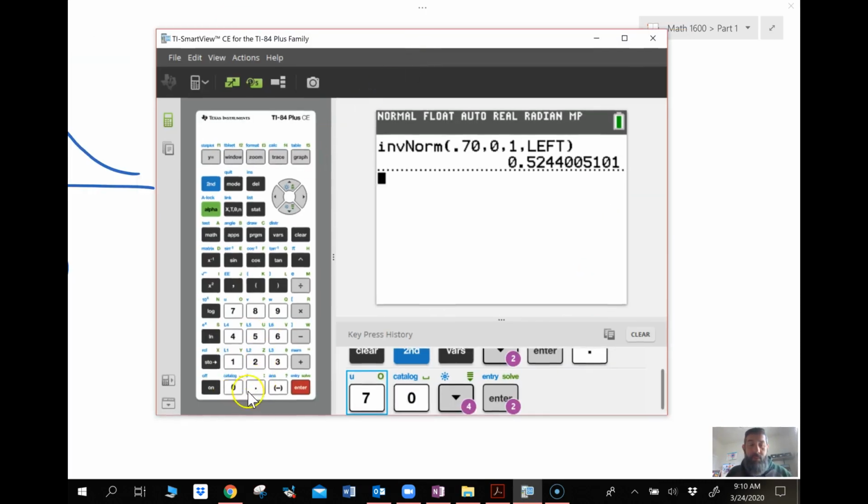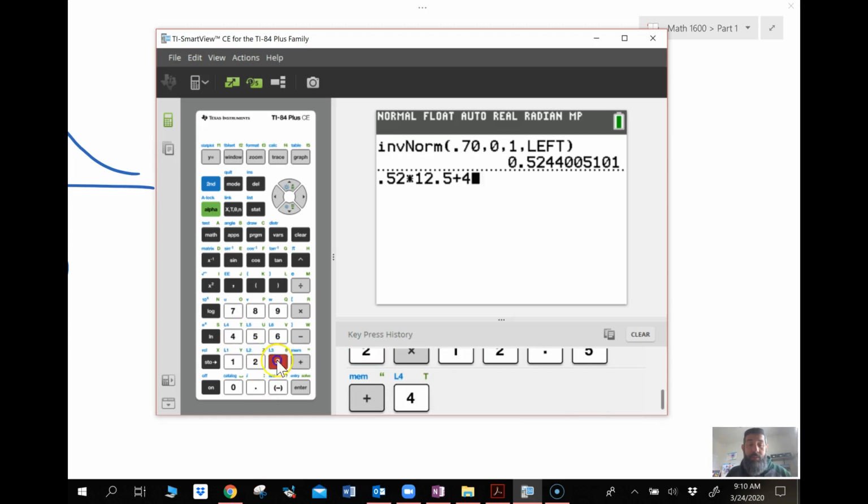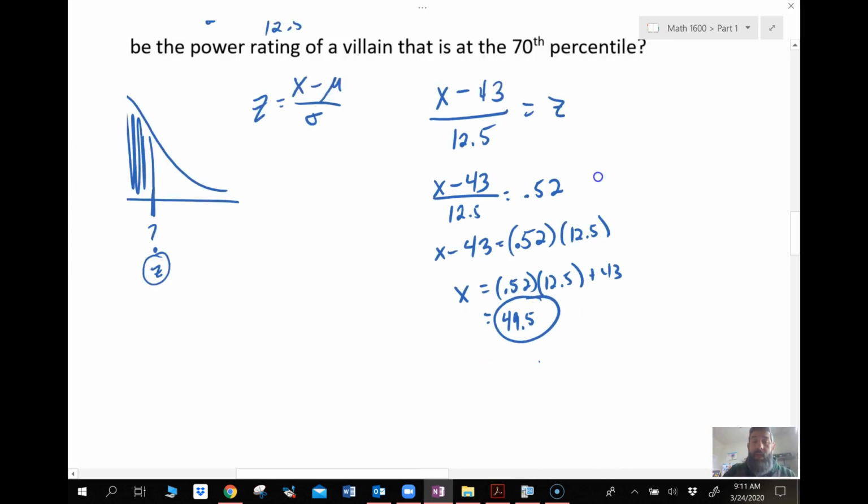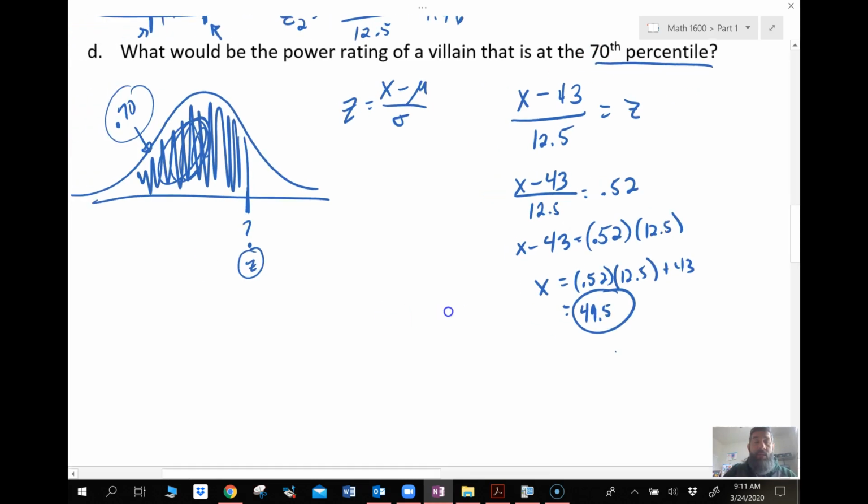0.52 times 12.5 plus 43, 49.5. All right, so that's our answer, 49.5. That's the power rating. That's the 70th percentile. So there we got a percentile.